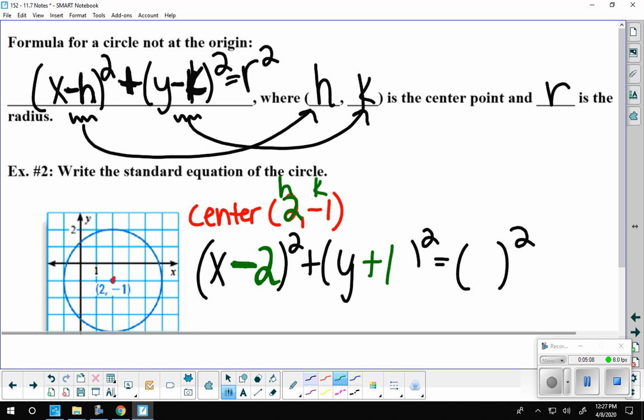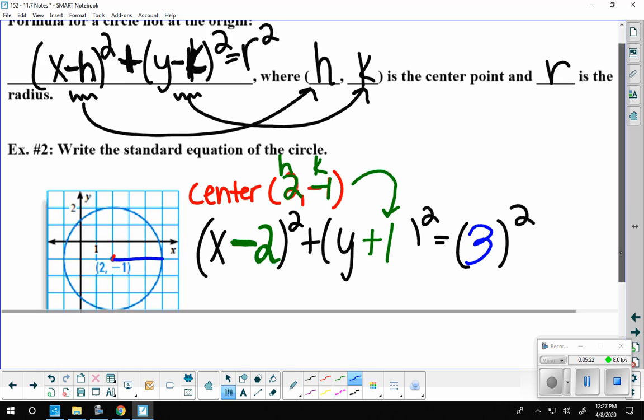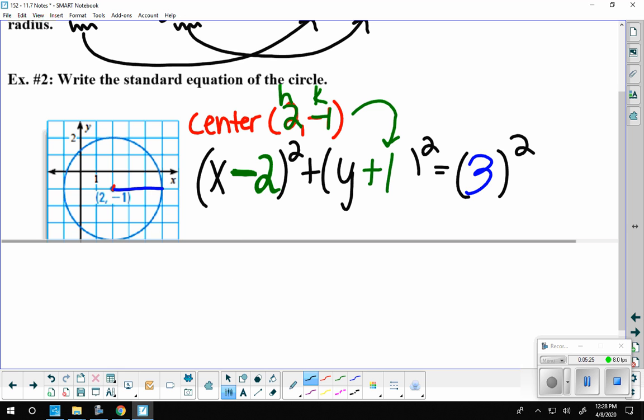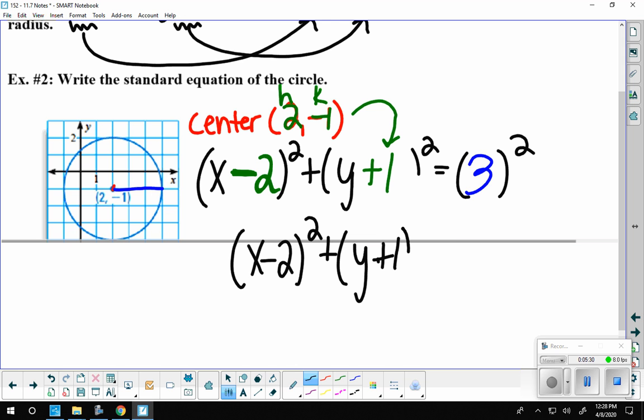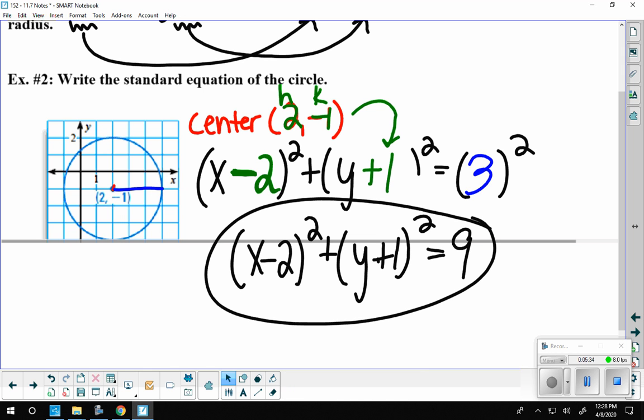So if you guys notice, it's always the opposite. So k is -1, so this should say +1. And then my radius, oh, well, you got to find the radius from the picture. My radius is 1, 2, 3 units long, so 3 squared. So if we simplify that, we get x minus 2 quantity squared plus y plus 1 quantity squared equals 9. And that's the equation of this circle. So again, notice this is x, the center is at +2, so this is -2. Notice this is -1, so this is +1.